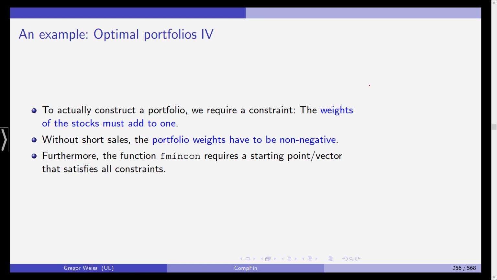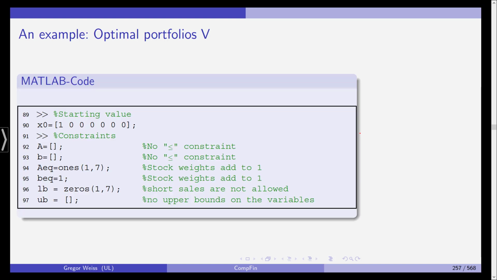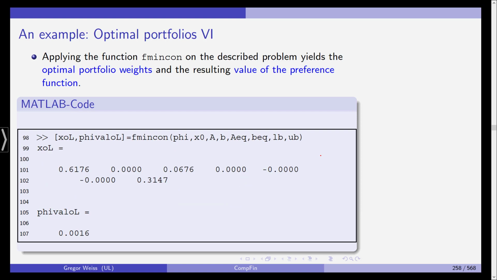And then we have to require a constraint. The weights of the stocks must add to 1, and without short selling, they all have to be non-negative. So we also need a starting point. If we now do this, with starting value, constraints, no inequations, the stock weights adding to 1, short selling not allowed, and no upper bound on the variables, then we actually can use this fmin_con function for generic constraint optimization to maximize our utility function. As you can see, we get this weight vector.